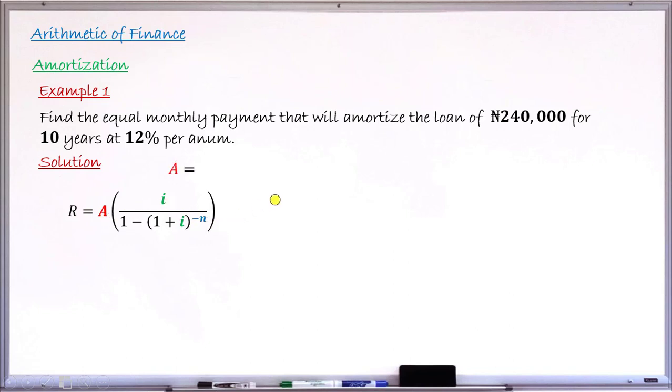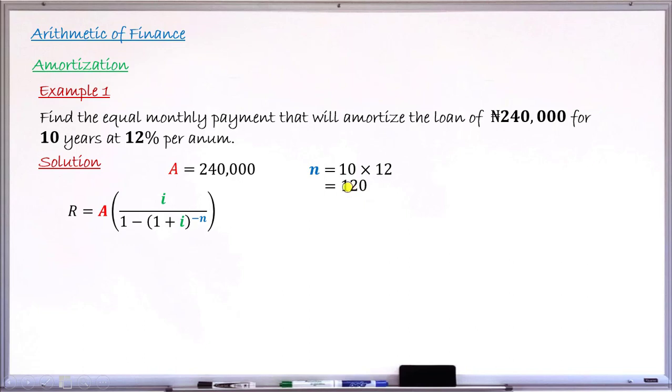Starting with A, it is the amount, that is the initial debt, and the initial debt is this 240,000 naira. So A is 240,000 naira. That is the amount loaned from the bank. The next is to find n. How many payments shall we make? For a period of 10 years, how many times do we make that monthly payment? So it is 10, the number of years, multiplied by 12, because it is a monthly payment, and in each year there will be 12 payments. So 10 multiplied by 12 gives us 120.